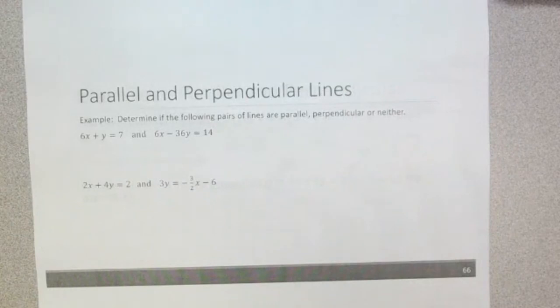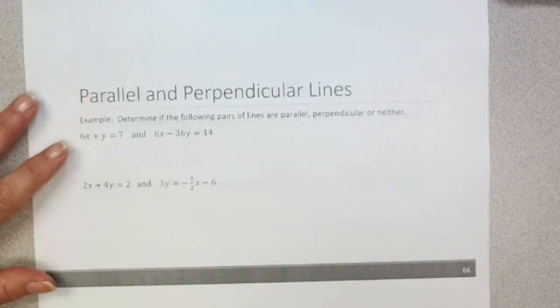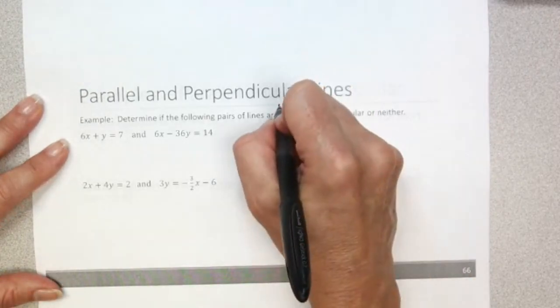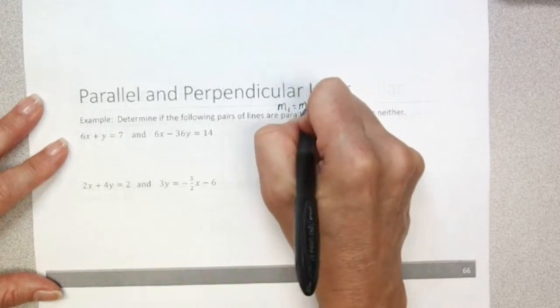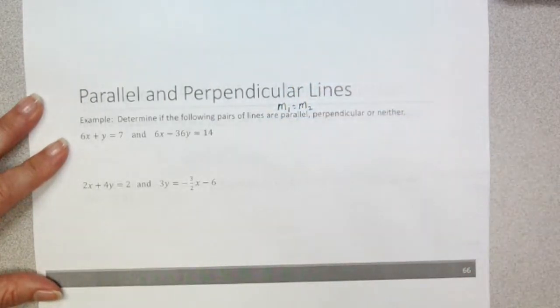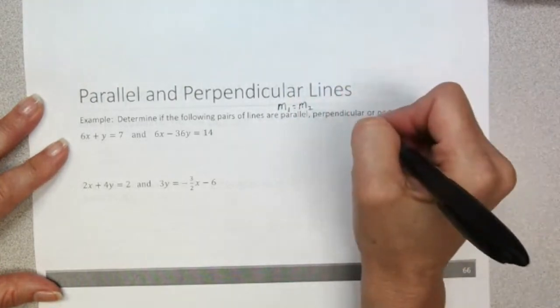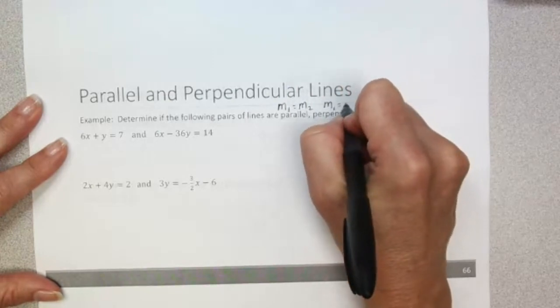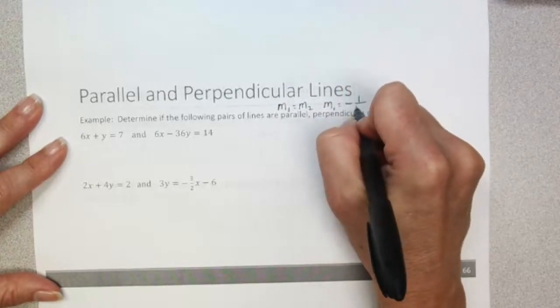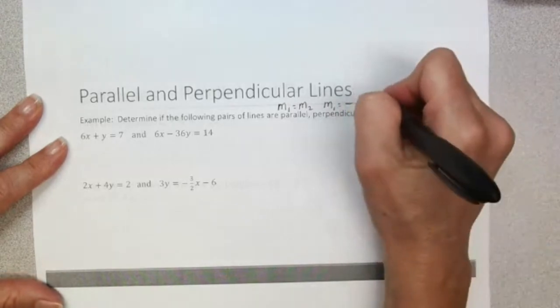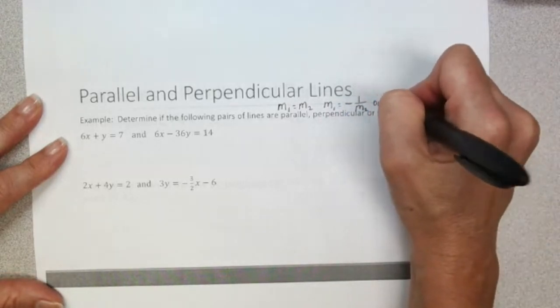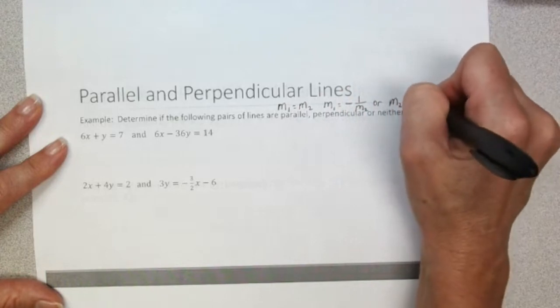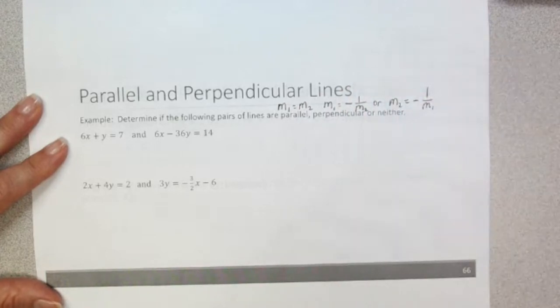Okay, let's look at some examples. Determine if the following pairs of lines are parallel, perpendicular, or neither. All right, so remember, parallel lines have the same slope. Slope of line 1 equals the slope of line 2. Perpendicular lines have slopes that are opposite reciprocals. So the slope of line 1 is equal to negative 1 over the slope of line 2. Or I could say the slope of line 2 is equal to negative 1 over the slope of line 1. Those say the same thing, right?